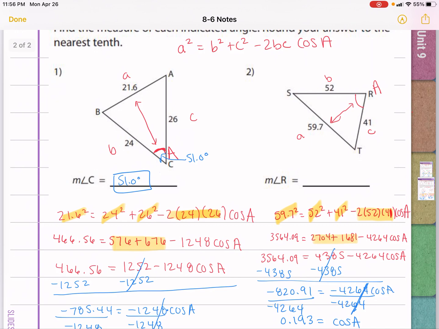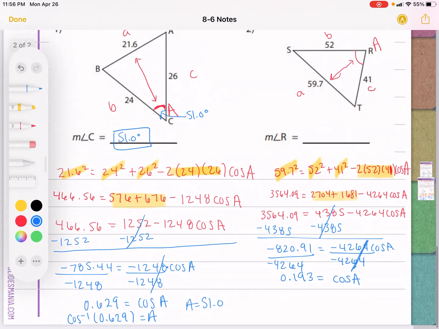And then just remember to finish up, we don't want cos A, we just want A. So I would move cos to the other side, but then I get inverse cos. So in my calculator, I'm going to do cos negative 1, or inverse cos of 0.193. And then I'll round my answer to the nearest tenth. So this one comes out to about 78.9. For that big angle A that I labeled in my picture, which here is my angle R that they were looking for, that's about 78.9 degrees.